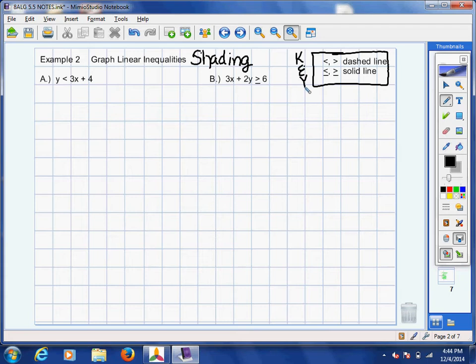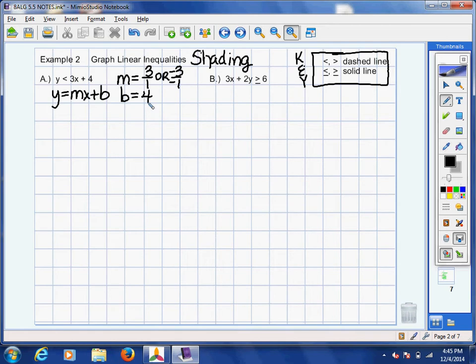So let's start with letter A. y is less than 3x plus 4. Do you see that it looks like it's in y equals mx plus b form? I hope you do, because it is. The only thing different is it's not an equation, it's an inequality. So what I normally do in this type of situation is I write down some things. The slope is 3, so that'll be either 3 over 1 or negative 3 over negative 1. And it's going to cross at positive 4 on the y-axis.